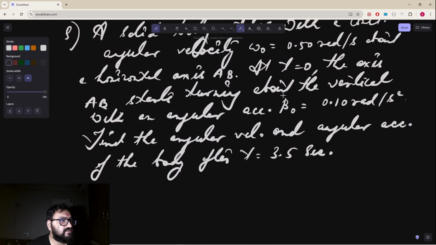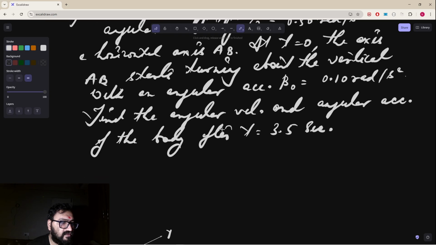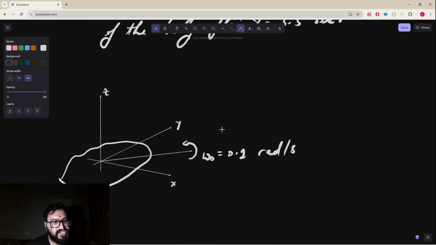So at t equal to 0, the axis AB starts turning about the vertical with an angular acceleration of beta naught, which is given to me as 0.10 radian per second square. I need to find out the angular velocity and the angular acceleration of the body at t equal to 3.5 seconds. Now in the second statement, it has been said that this body also starts rotating about the z-axis with an angular acceleration given by beta naught, as 0.10 radian per second square.